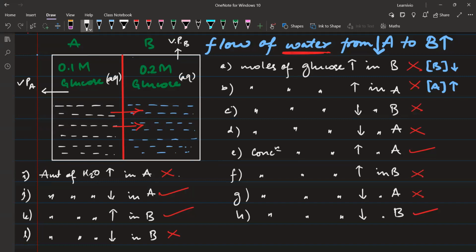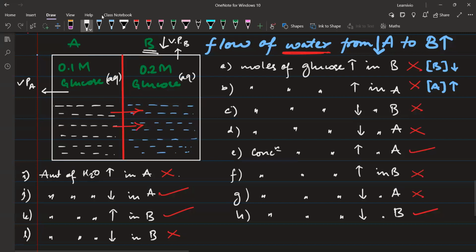Also, this B compartment will have its own vapor pressure. Make sense? ठीक है. Since we have added more solute in the B compartment, the vapor pressure of B will be lower, because the more non-volatile solute you add in the solvent, the vapor pressure will be even lower. Make sense? ठीक है.